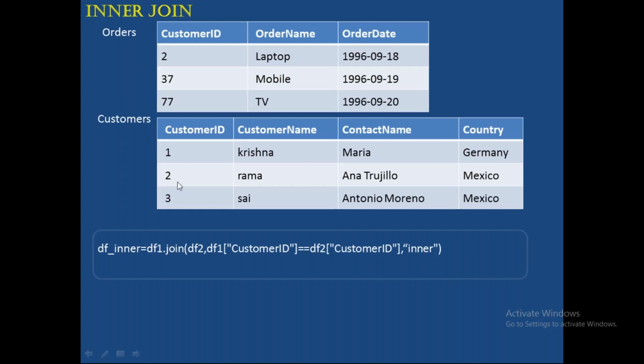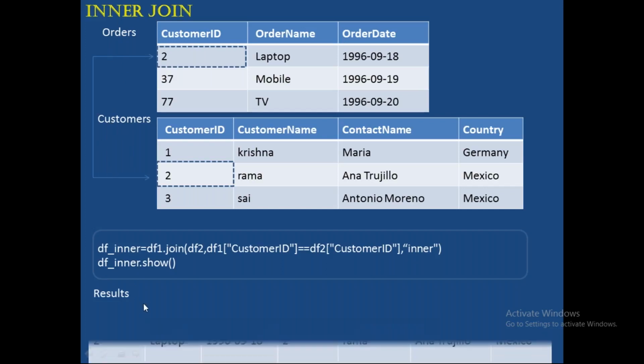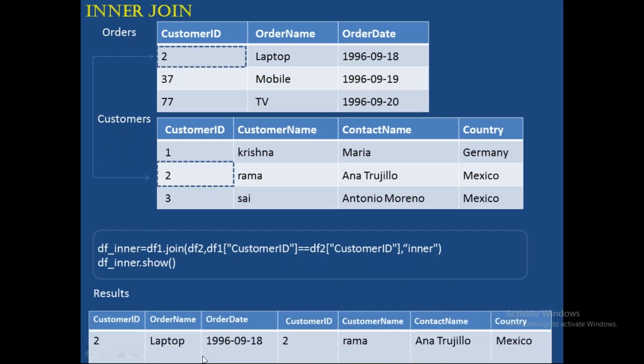If both are equal, here I want to get only inner records. Inner means only common records. When you show, you will get it, but you see 2 is here, 2 is here. So these are the matching records, isn't it? These are the common records. Now when you get the result, you will get only the second record.